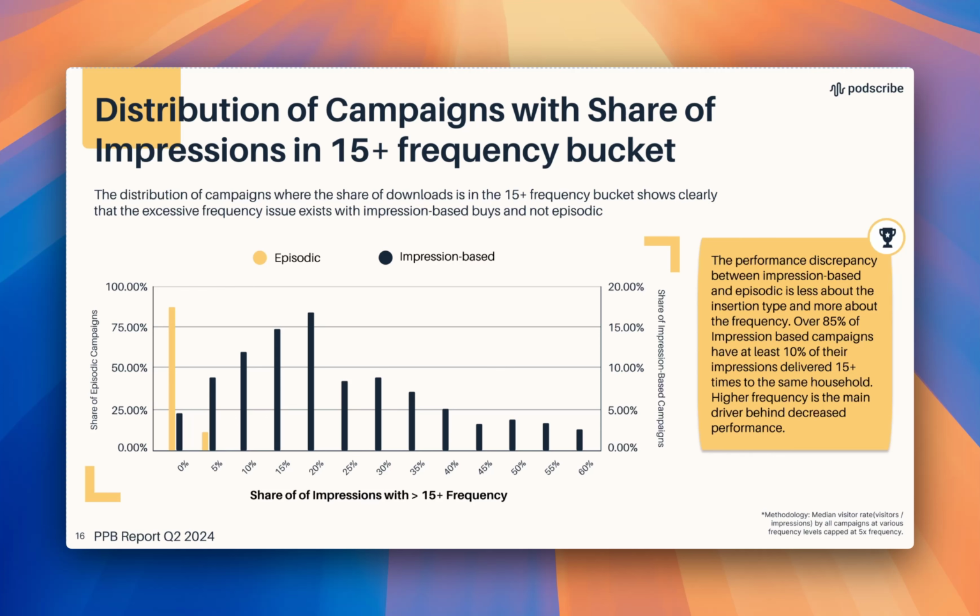And I think that's the reason, as we see, that episodic buys, I don't know if we have it in here, maybe it's later, but when we look at episodic buys versus impression on average, episodic buys have, I think, a 60% lower average frequency. It's like 1.3 to like 2 or something like that. So I think that's really the main difference. So that's probably good enough for this slide.